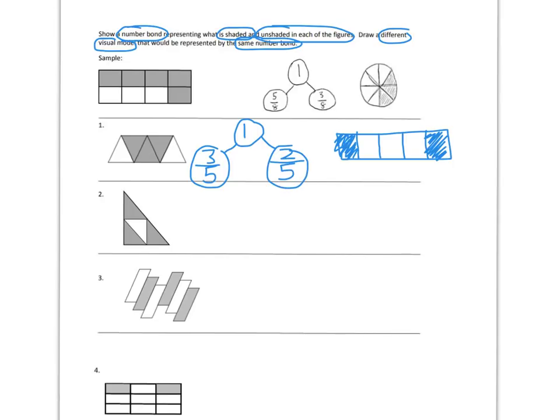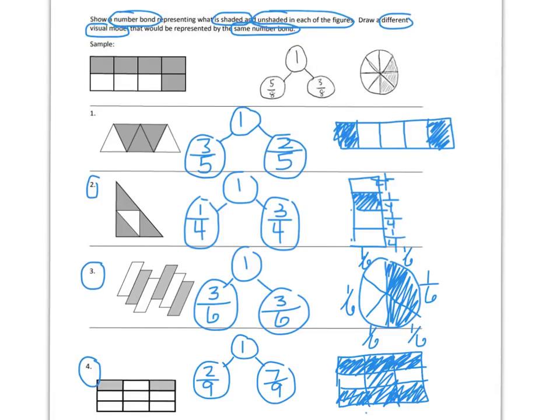I want you to pause the video here and complete problems 2, 3, and 4 independently. When you have your work completed, hit the play button again and check your answers. I will be conferencing with you to make sure you have the correct work and to answer any of your questions one-on-one. Go ahead and pause. Check your answers with mine. Your answers for the different visual models might look different from mine, and that's okay, as long as you represented a different visual model, but with the same number bonds.